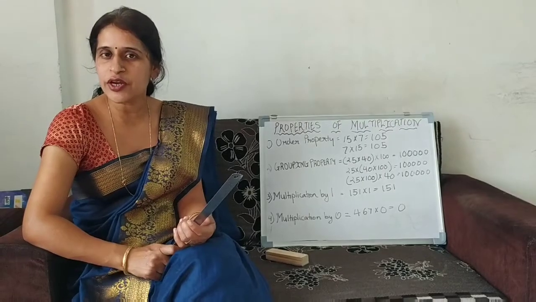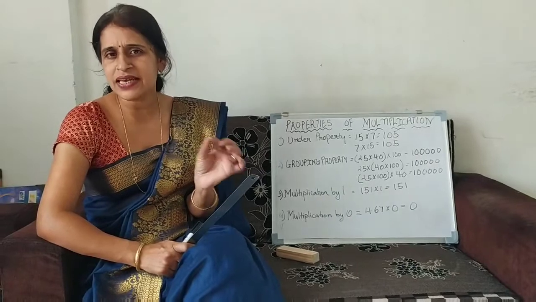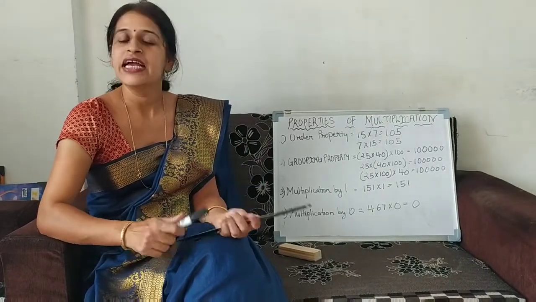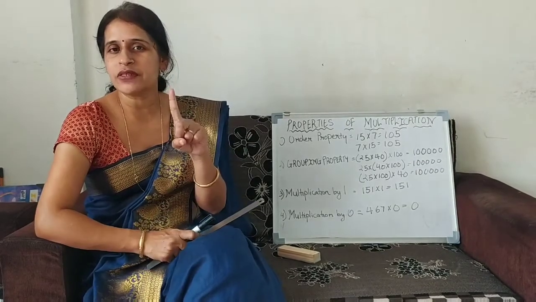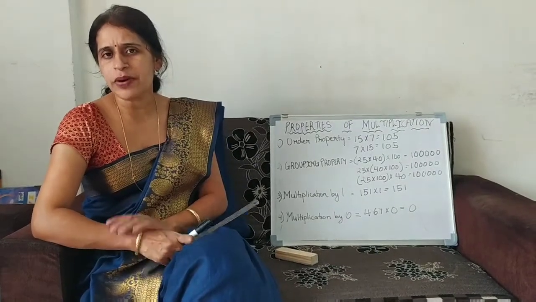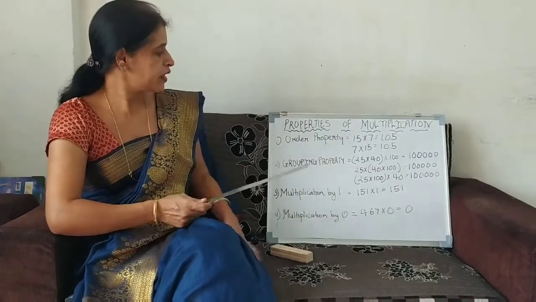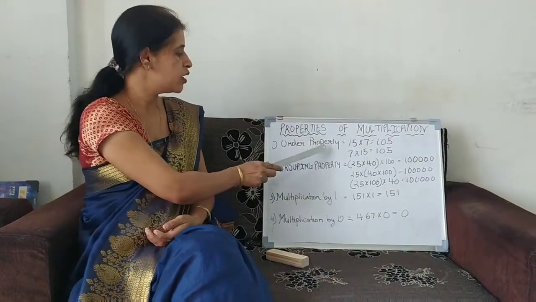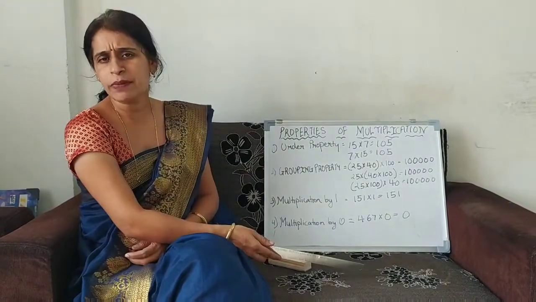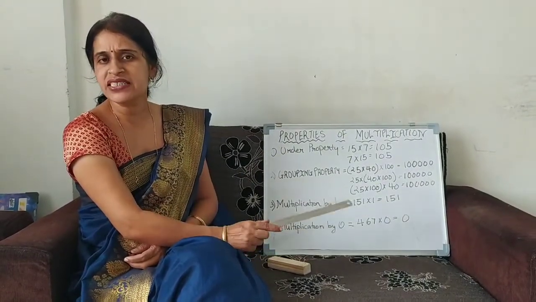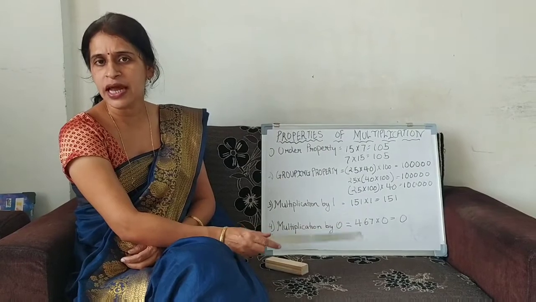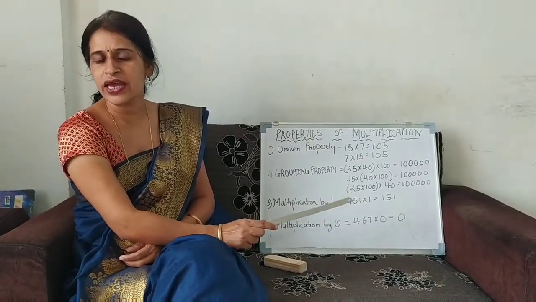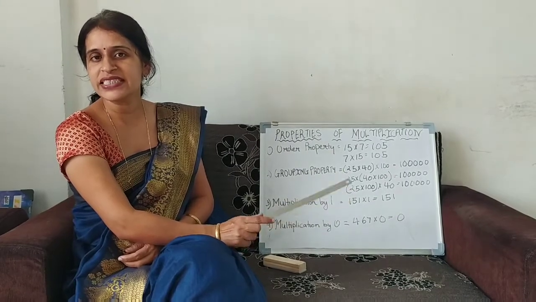Have you all watched the video? I hope some basics are clear about the different properties of multiplication. Okay, let me start with the first property. What is the first property? See, the first property is the order property. What do you mean by order? Order means the arrangement of the numbers. You can arrange the numbers in any way, but the answer remains the same.